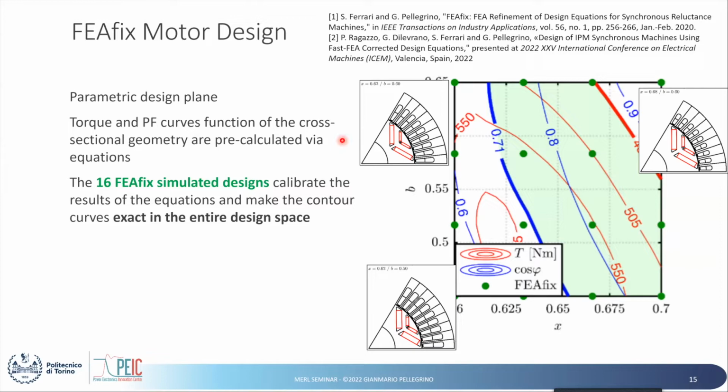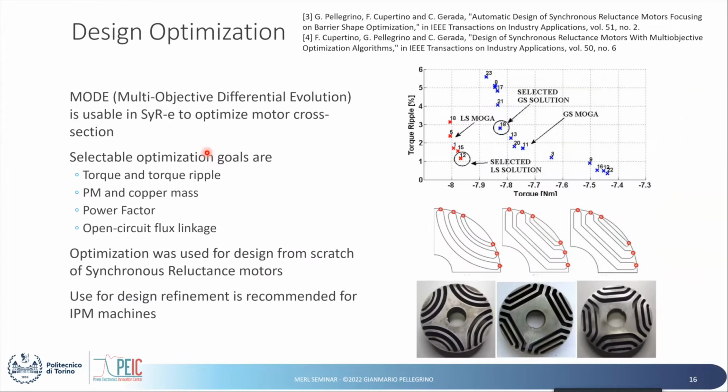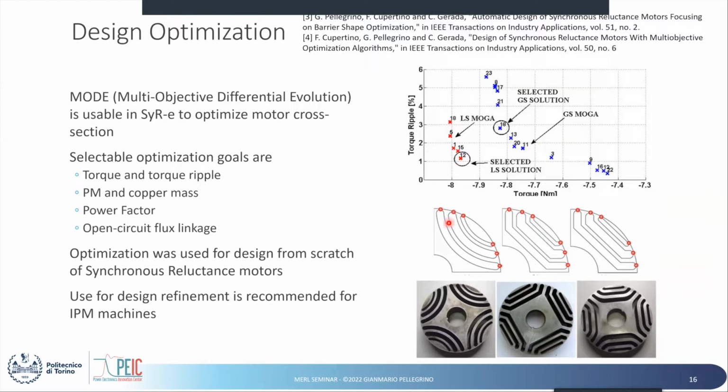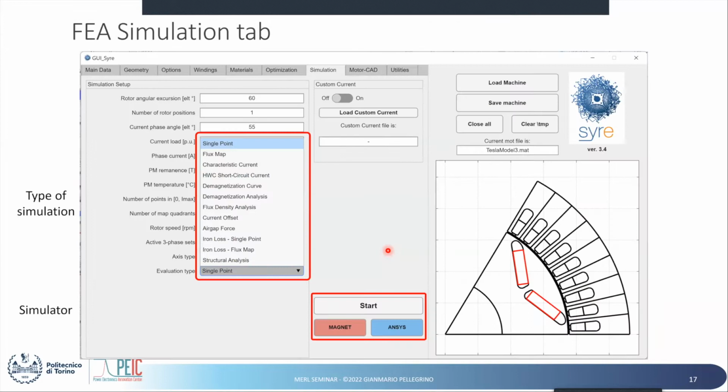So this is an entire design space with the same accuracy of finite element, but with the simulation time very, very much reduced. We can also do, out of equation or FEA fix, design optimization. We are using a multi-objective optimizer, and we started with that in the origin. This is why it's called SyR-e, because we started with synchronous reluctance motors. These are synchronous reluctance rotors that we built with torque and torque ripple optimization. So the geometry was calculated by the optimizer, but this is not what we are talking about today. We are talking about PM machines and no use of optimization, just design out of equations and FEA fix.